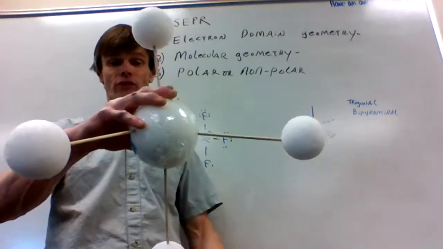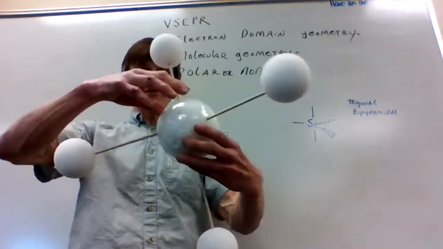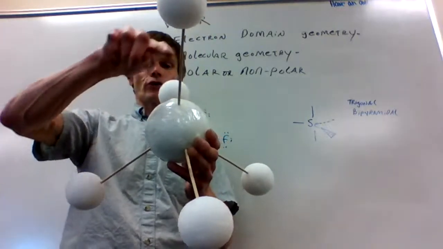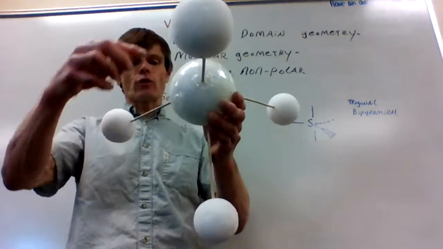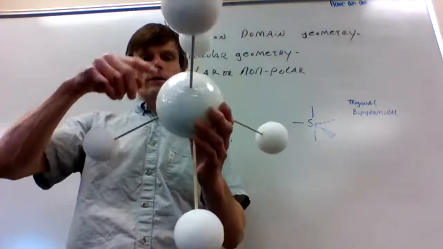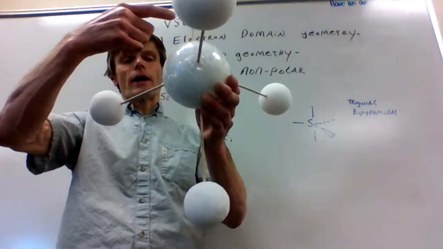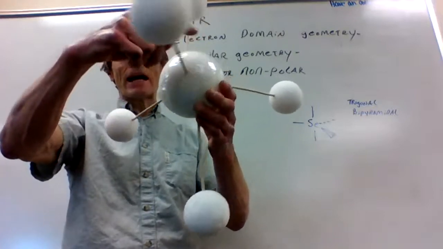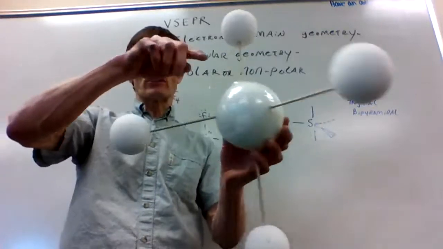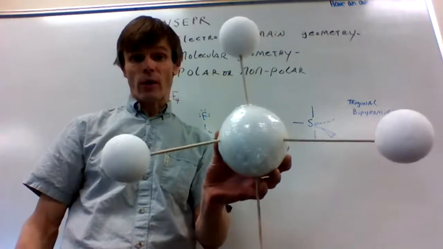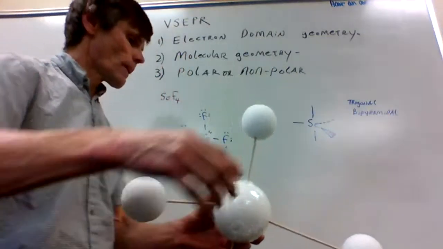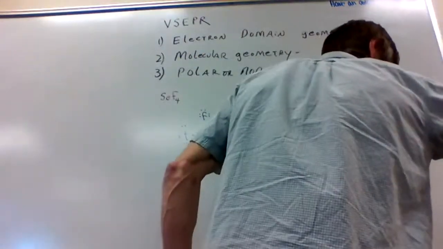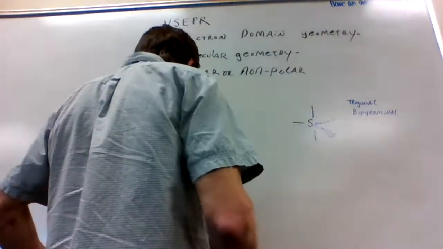And that's the best way to distribute. We have three regions that are 120 degrees around our axis, and these equatorial are around the equator. And then the axial are at 180 between each other and 90 between each of those regions that are around the equator of the molecule. So that's trigonal bipyramidal, the electron domain geometry.